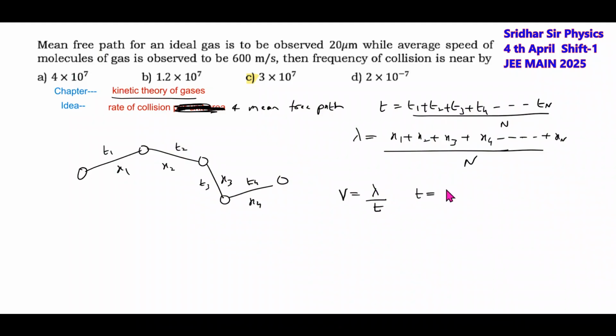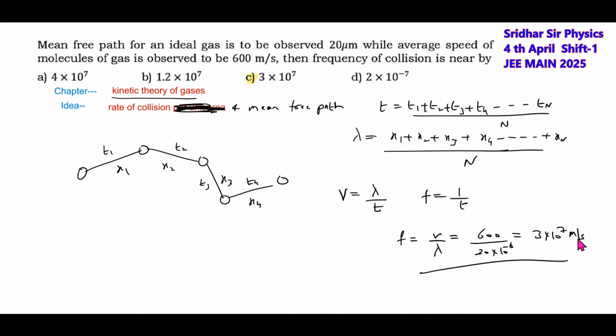Okay, now this T, what is the T? Time interval between successive collisions. The reciprocal of the time interval between successive collisions will become the frequency of collision. So therefore, what we can write here, f is equal to 1 by T, v by lambda. What is the average speed? 620 into 10 to the power of minus 6. This will be 3 into 10 to the power of 7 per second. Sorry, per second. These many collisions will take place.